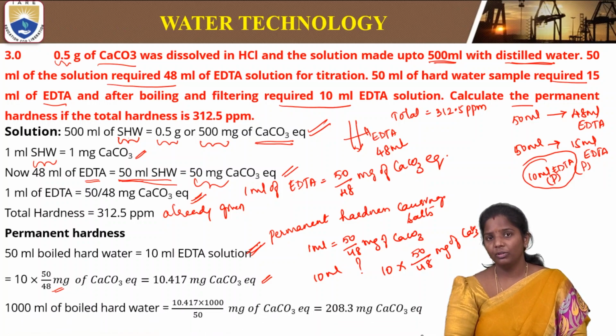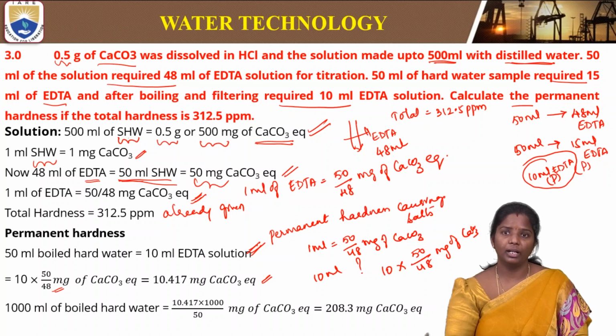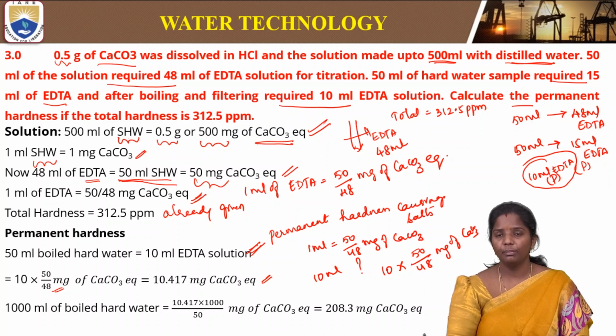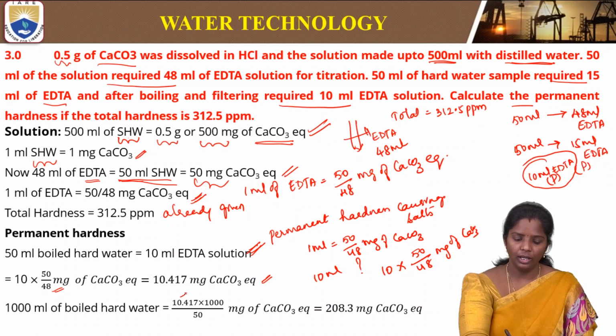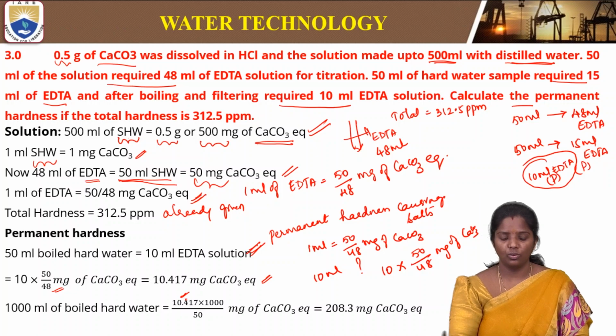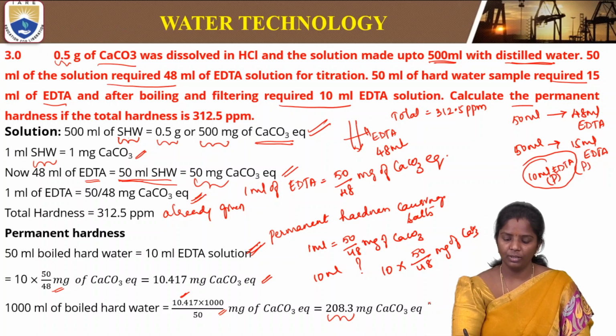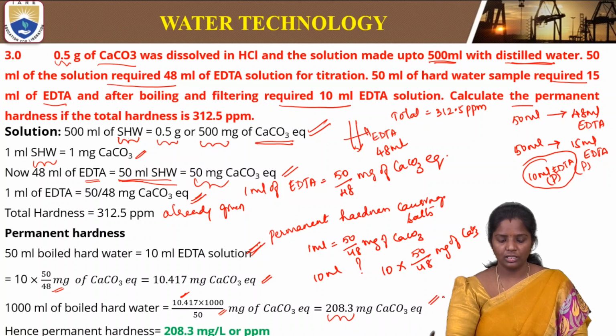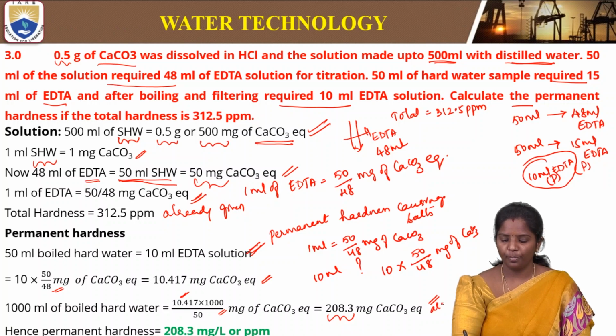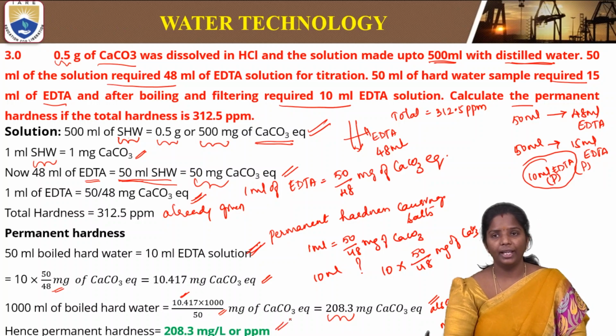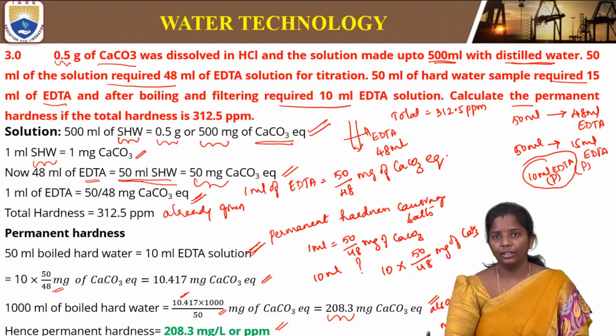Whenever we are reporting in ppm or milligram per liter, we have to again multiply with 1000 ml. So 1000 ml of boiled hard water is equal to 10.417 into 1000 by 50. That gives rise to 208.3 mg of calcium carbonate equivalent, which is reported in the form of ppm or mg per liter, that is 208.3 milligram per liter or ppm.